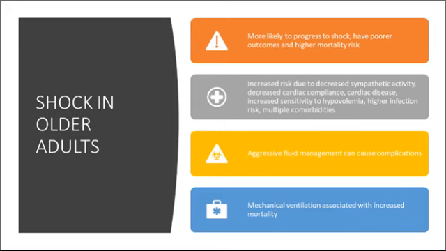Shock in older adults. They may not present the same and they're more at risk for poor outcomes. They have a decreased sympathetic activity, so your nervous system doesn't kick in as fast. They might not have any cardiac reserve or compliance to increase these volumes. Much more sensitive to hypovolemia. Remember, their skin is fragile, losing fluids, their vascular is fragile, and they may be in a lower hypovolemic state to start with, and they are more likely to have multiple comorbidities.